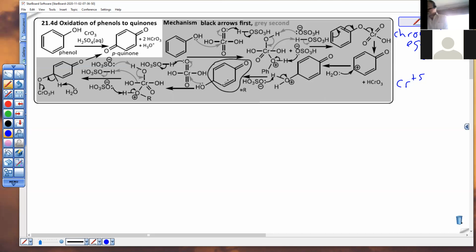This is a normal alcohol this time. It's got an H on this carbon. So you follow all the steps to make the chromate ester, which is right here. And you can remove the H as we normally do. And we make what's called a quinone.